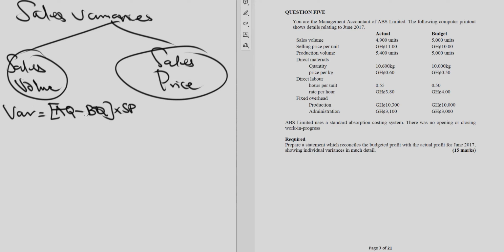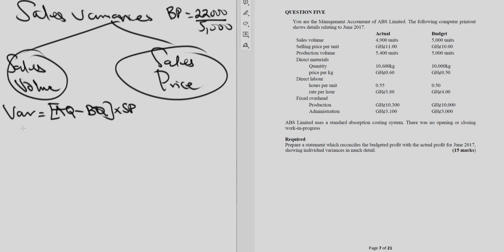We need our standard profit. And you know that per this question, we have our standard cost, we have our total profit. We can easily get our standard profit. How? Because if our budgeted profit is 22,000 and this 22,000 was actually for 5,000 units, then we can get the profit for 1 unit. So 22,000 was our total budget profit. Divide this by the 5,000 units produced and sold. That means our standard profit is actually 4 cedis, 40 pesewas.